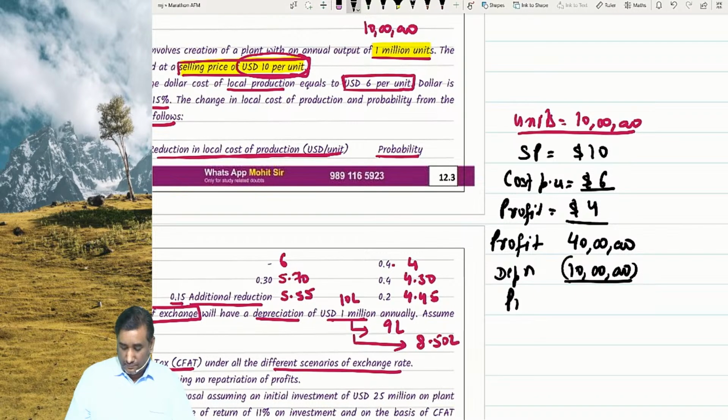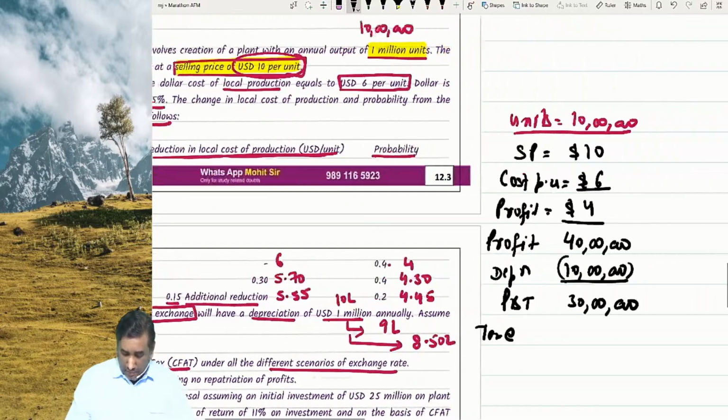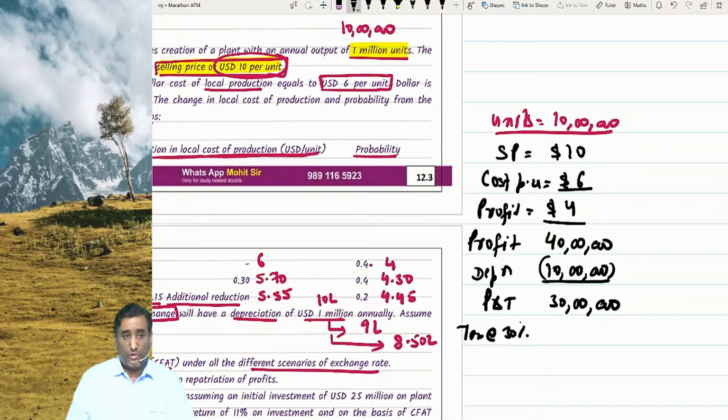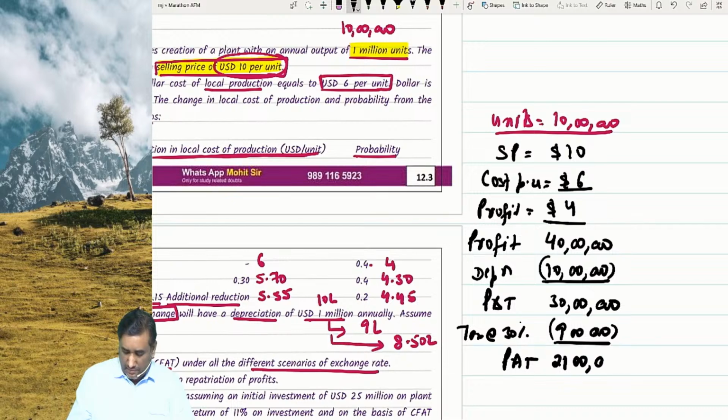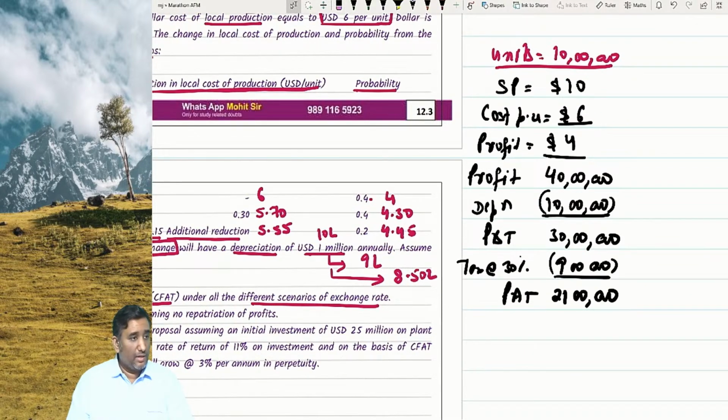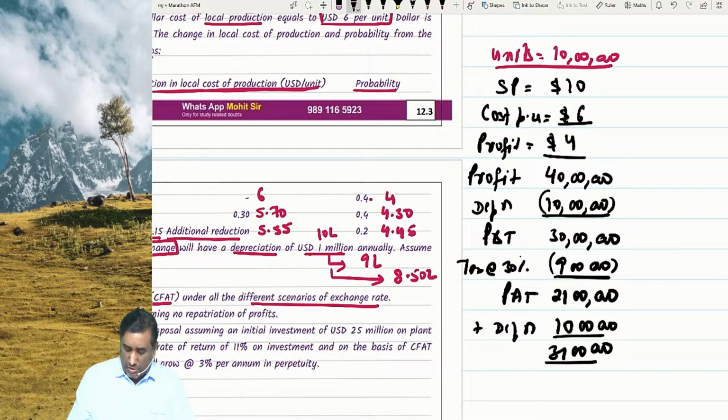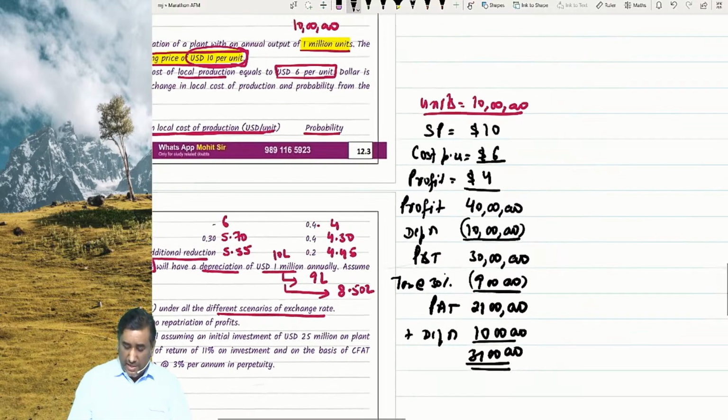Then PBT is 30 lakhs. Tax at what rate? Given somewhere, no? Given local tax 30%. Now again he's saying local, but he has not mentioned the currency. It's okay. Whatever data you have, you can do the same way. How much will it be? 9 lakh. My PAT would come to 21 lakhs. And then you add depreciation, which is 10 lakh. So 31 lakh. Second time also when this question comes, do exactly the same way please. Now can you calculate the second and third subsequently?